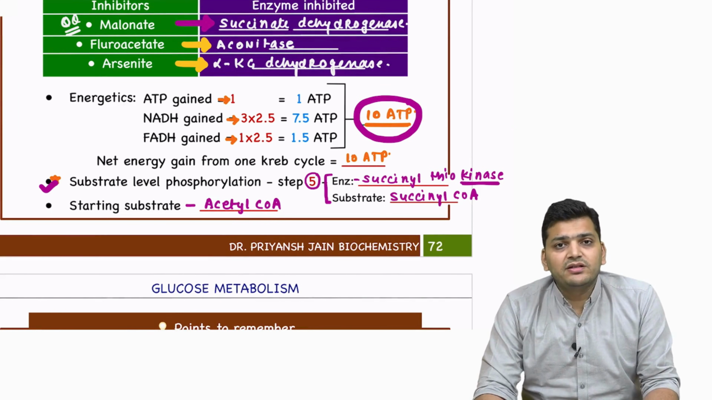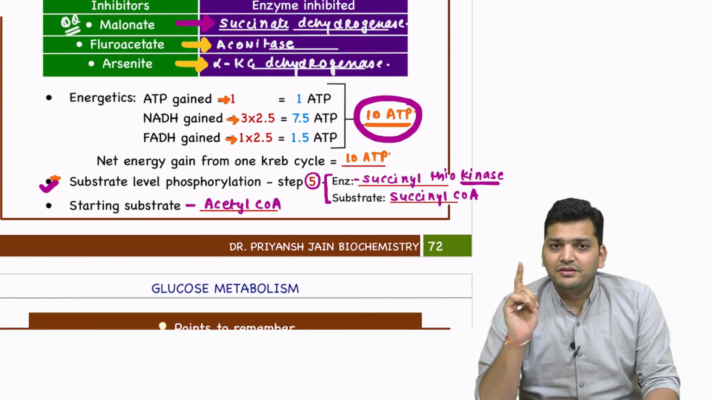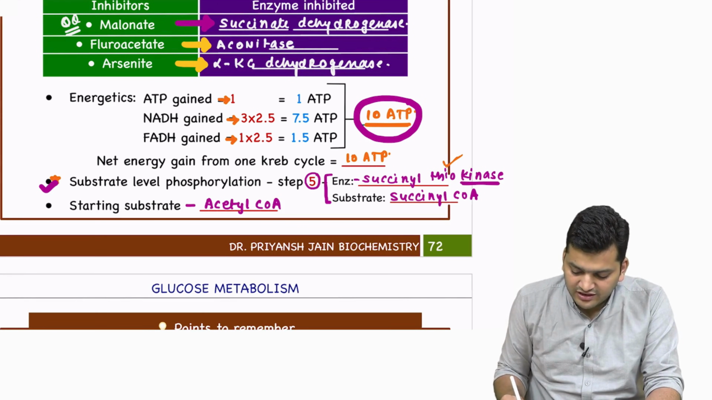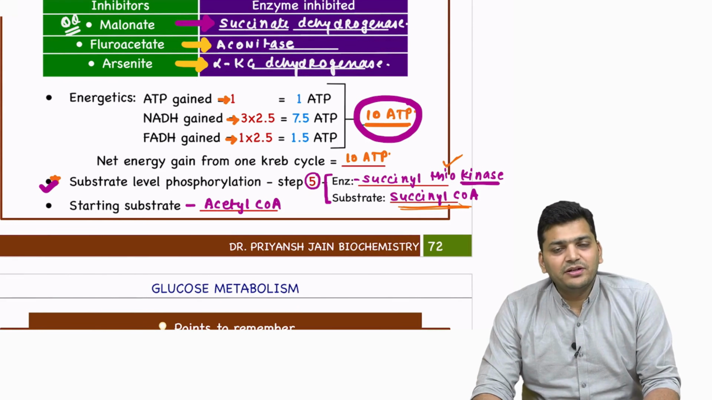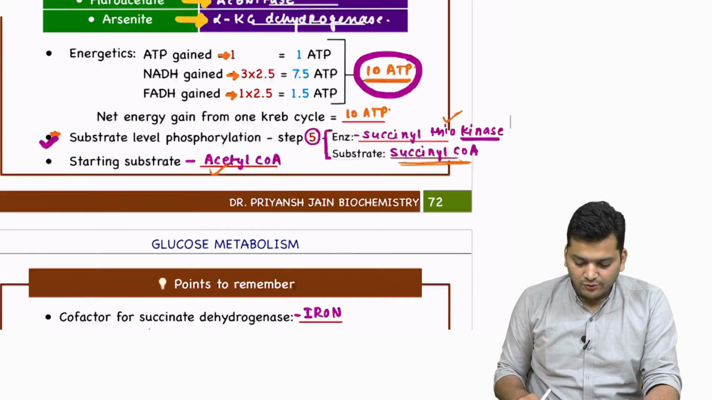Substrate level phosphorylation means the formation of ATP at the time of reaction. In which reaction are you generating ATP directly at the time of reaction? Only one time in the Krebs cycle, and the name of the enzyme is succinyl thiokinase. Succinyl thiokinase, and what is the substrate? Succinyl-CoA. What is the starting substrate of the Krebs cycle? Acetyl-CoA. The starting substrate is going to be acetyl-CoA.